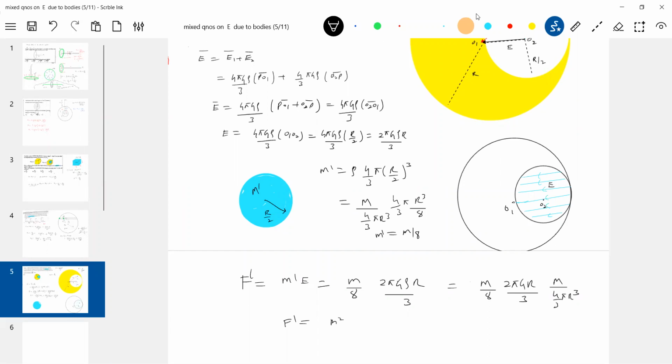M square will come. Then G will be there. Pi will get cancelled. 3 also will get cancelled. R square will be there. Anybody, how much will it be? 2 fours, I think 16 will come. 16 R square.